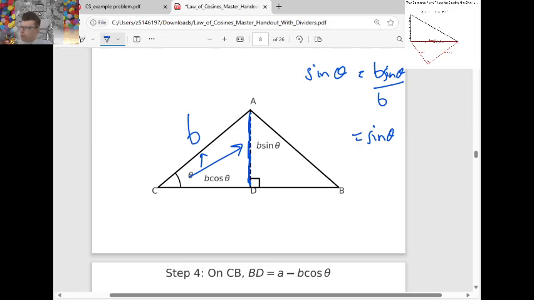All right, so what have we got? We've now got that this side is A minus B cos theta. Okay, but look at that. Now we've got two triangles that mirror each other. And what does that mean? Well, have a look.